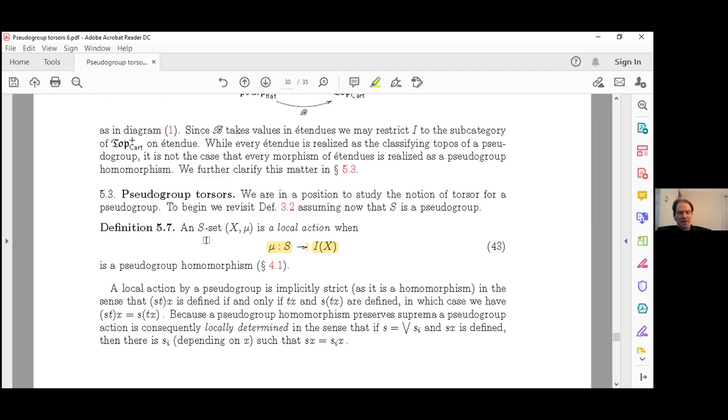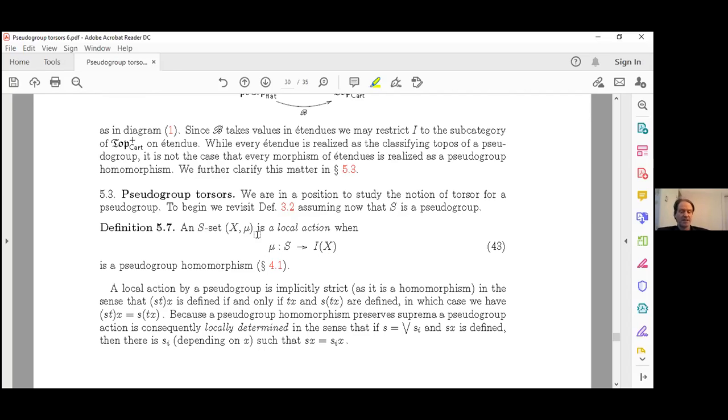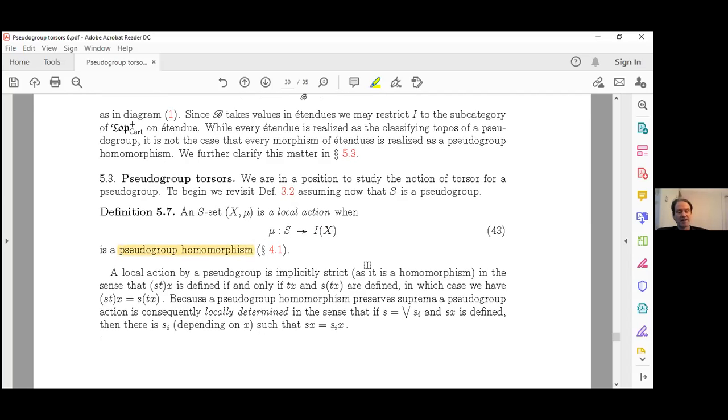An S set, by which we mean, if S is an inverse semigroup, by an S set I would mean a pre-homomorphism from S into I of X. So it's a set X and a pre-homomorphism of inverse semigroups. But when we say it's a local action, we want to say also that it's a pseudogroup homomorphism. By that, we mean it preserves compatible joins.